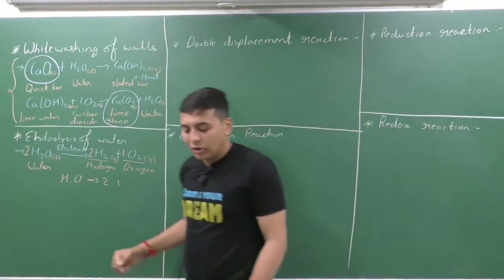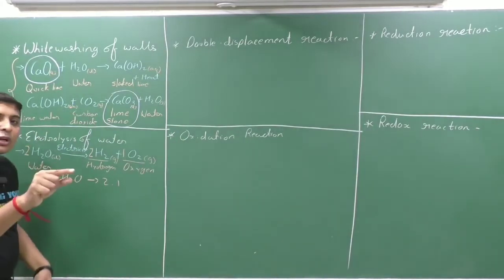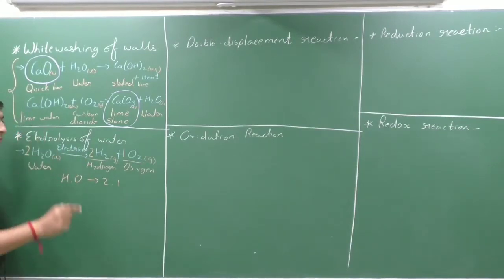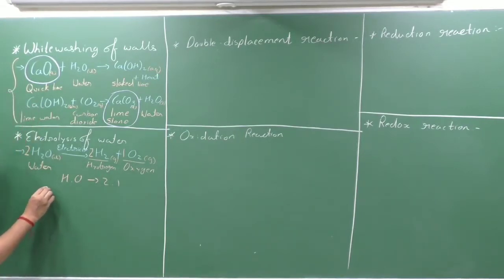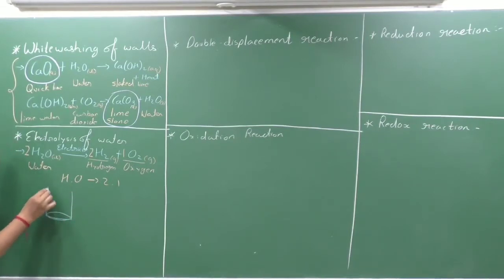Clear? So what is electrolysis? Electrolysis is simply passing electricity into the water. As and when the current passes into the water at an appropriate amount, then hydrogen and oxygen are released from the water. Let us see the construction. Suppose I have a beaker filled with water.